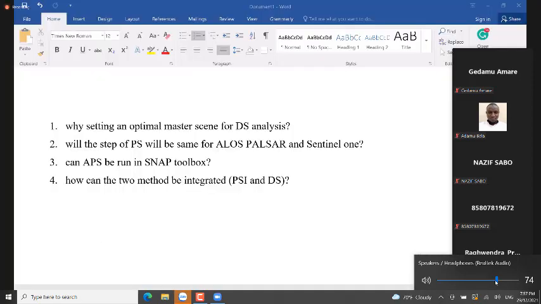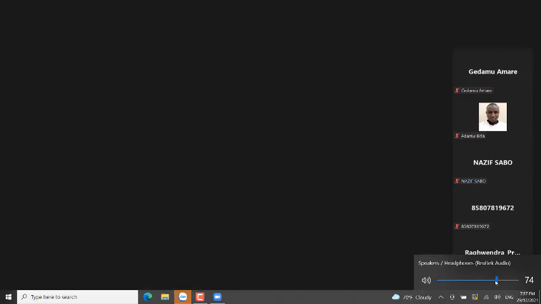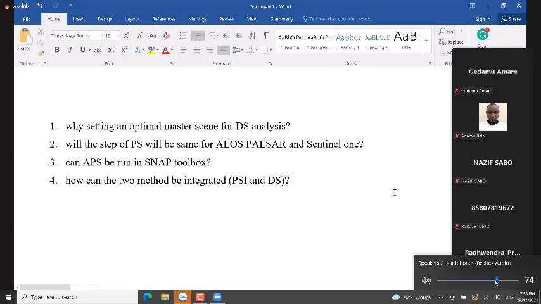All right, and how can the 2 methods be integrated, PSI and DS? That's a great question. That is the method called SqueeSAR, which is the last point of the DS-based processing I'm going to present to you tomorrow. I'm going to show you tomorrow how we can integrate that. That is the goal of the most advanced processing method, the so-called SqueeSAR.